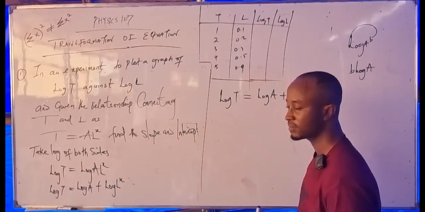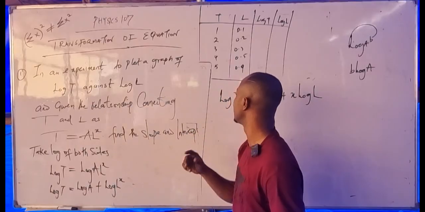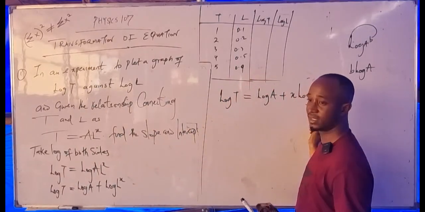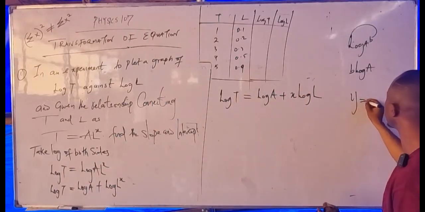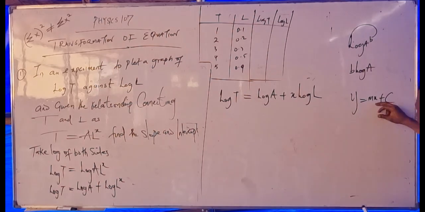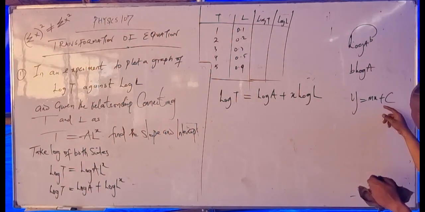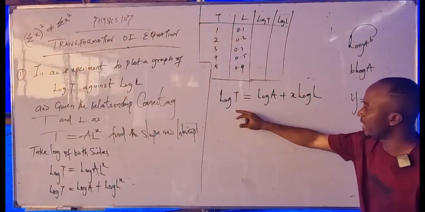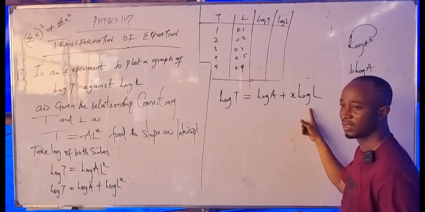We have to plot a graph of log t against log l. Do you have log t here? Do you have log l here? That means a graph of log t, from here y equals mx plus c. A graph of y against x. What is that slope? m. That's your slope, the value attached to your independent variable. y is called the dependent variable. What's the independent variable here? Log l. What's the slope? x.